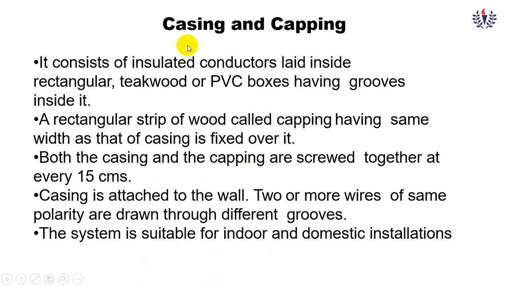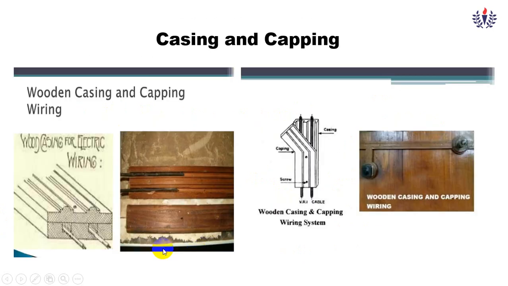So next one is chasing and capping. It is the type of wiring which we may have been using some 15 to 20 years back. Here the insulated wires are laid inside rectangular teakwood or PVC boxes having grooves inside. It may be a rectangular strip of wood, with casing and capping. The capping may be screwed in every 15 centimeters. It is attached to the wall and it is used for domestic installation.